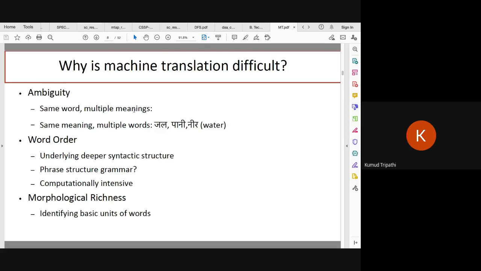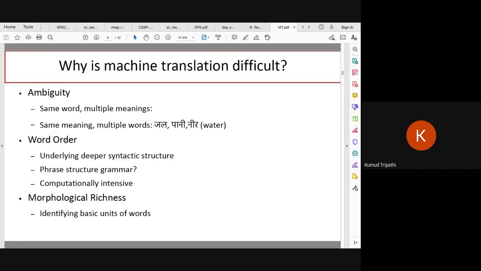So this is an ambiguous word again, and it depends on the context. If you have an ambiguous word in one language and you want to convert it into another language, it will not be translated correctly. So this is the problem. Again, the same thing applies to the same meaning with multiple words. All this kind of ambiguity creates problems while performing translation.